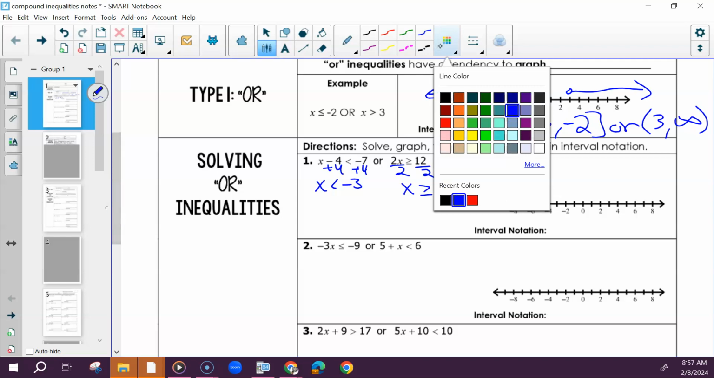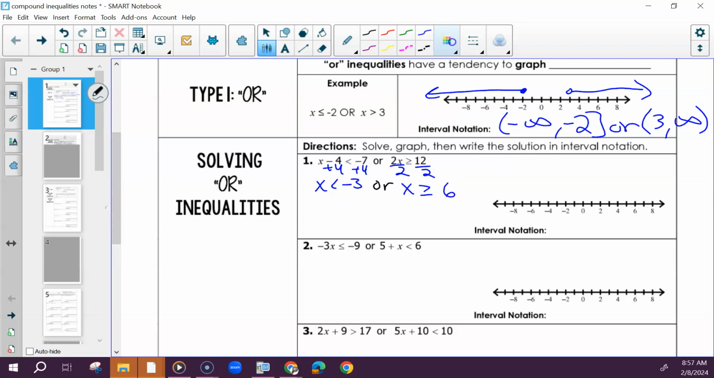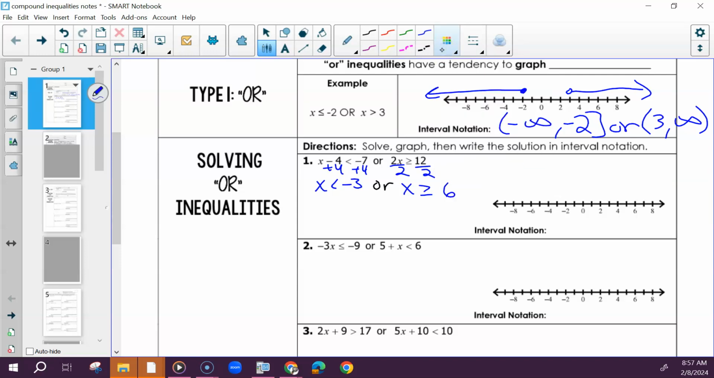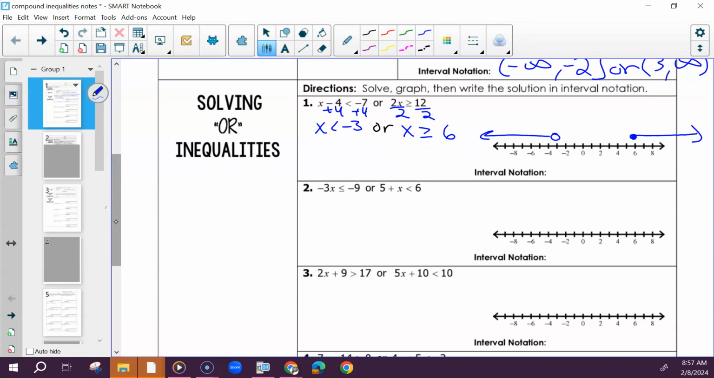You need to write the word or in between your two inequalities, even if they're on two different levels. Like you finish one down here and you finish this one up here, write or, put arrows in between them or something, or rewrite it. This has to have or in between it. And then you can graph those two. So starting at -3, that would be open, going to the left. And then at 6, closed, going to the right. How would we write that in interval notation?